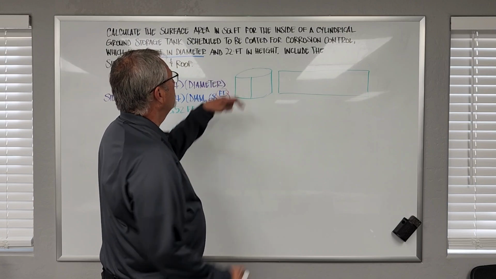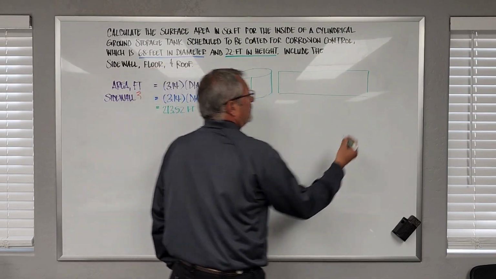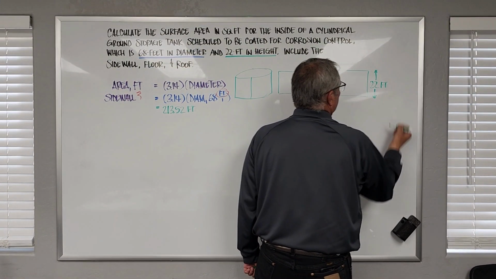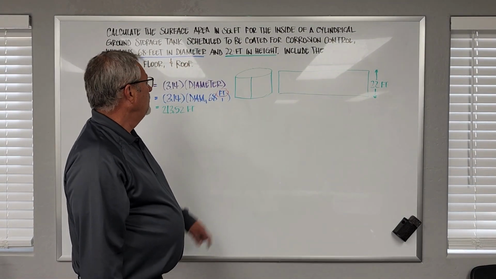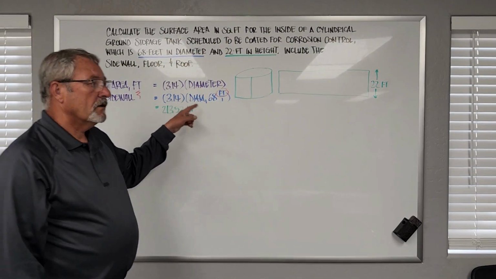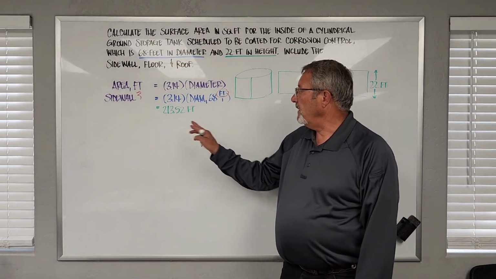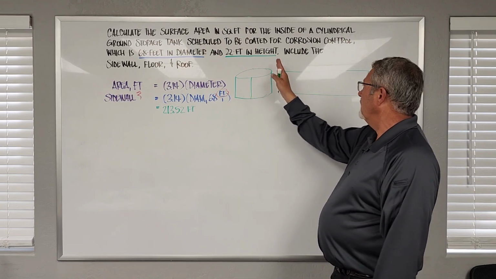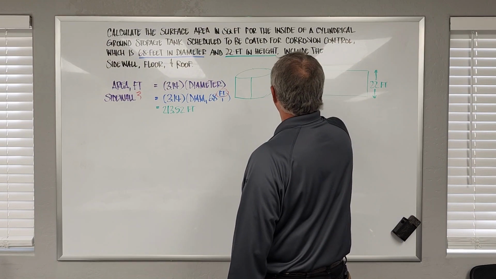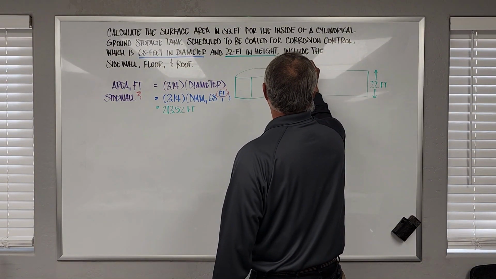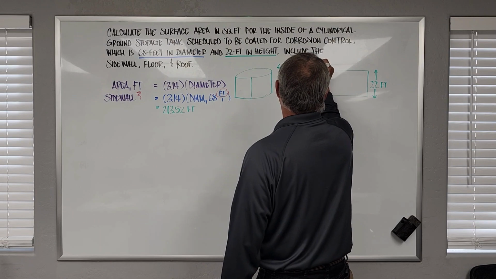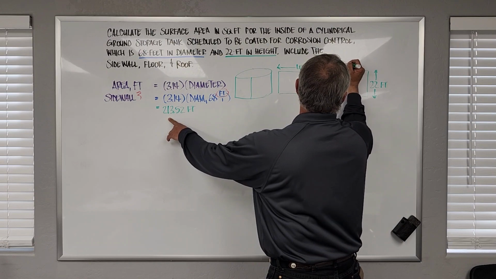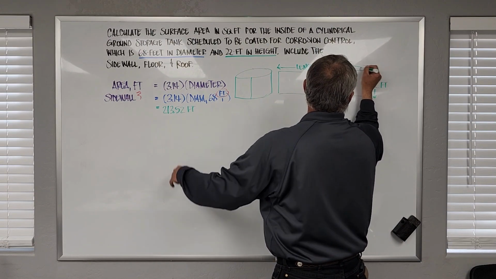Now I know it's 22 feet in height. So this dimension is going to be 22 feet. This dimension, the height, is going to be 22 feet. By using this formula, 3.14 times the diameter, what I found is that if I start at one point and go all the way around, or if I cut it down the side and lay it out flat, the length is going to be 213.52 feet. Does that make sense?